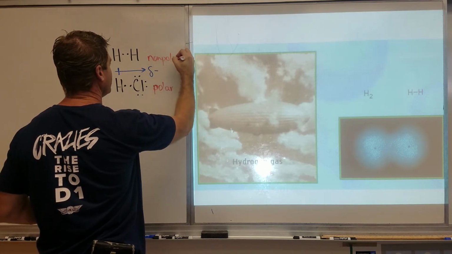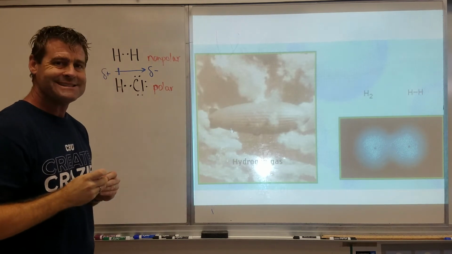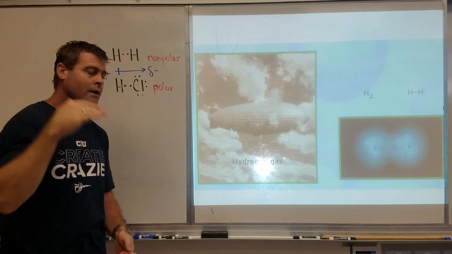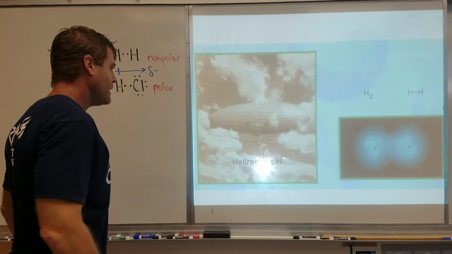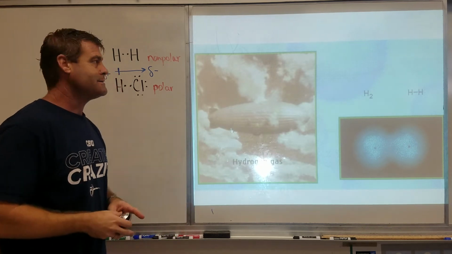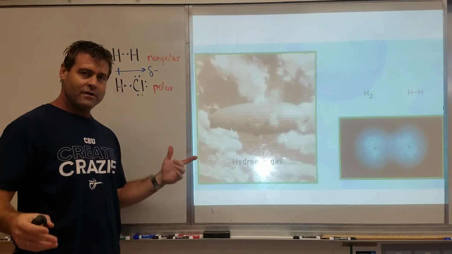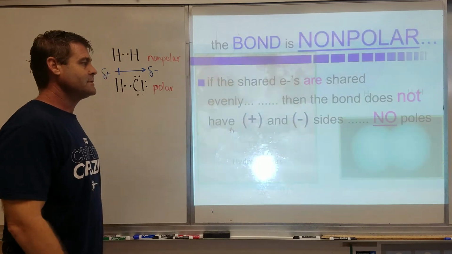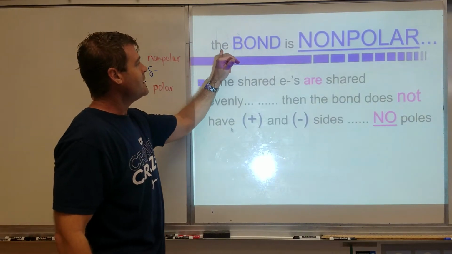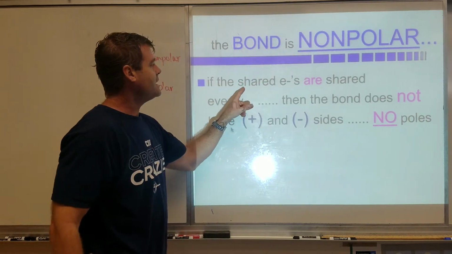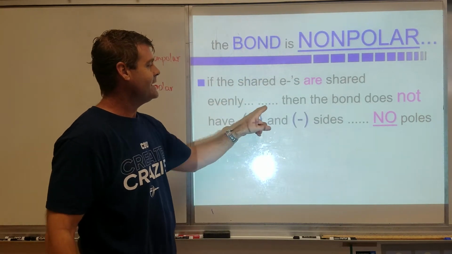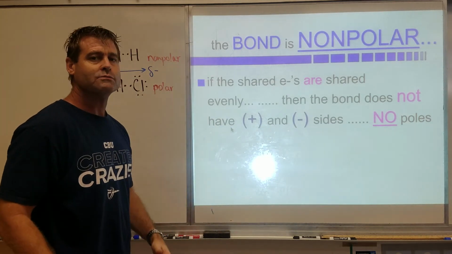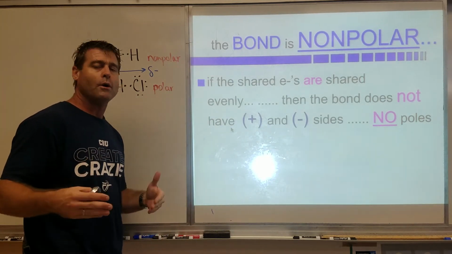You see why it's called nonpolar? Because it doesn't have ends. It doesn't have positive and negative ends. Remember, polar, think North Pole, South Pole, like on the ends of the Earth. Therefore, it's called nonpolar. A lot of students I found in times past always get these terms confused. Nonpolar means no ends, polar means positive and negative ends. So put this: if the bond is nonpolar, that's when the shared electrons are shared evenly. The bond does not have positive and negative sides. There are no poles. That's why we say nonpolar.